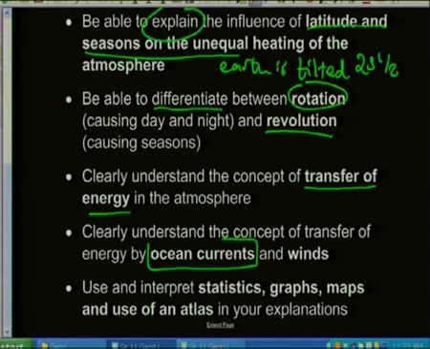Specifically the influence of ocean currents on the one hand, and then ultimately winds as well. So we're going to try to do all of this using interpretive statistics, looking at and understanding and interpreting graphs, the utilization of maps, as well as the line of business. Remember, that's a very useful tool in geography. The explanations of these concepts will be supplemented by various graphics and visuals.